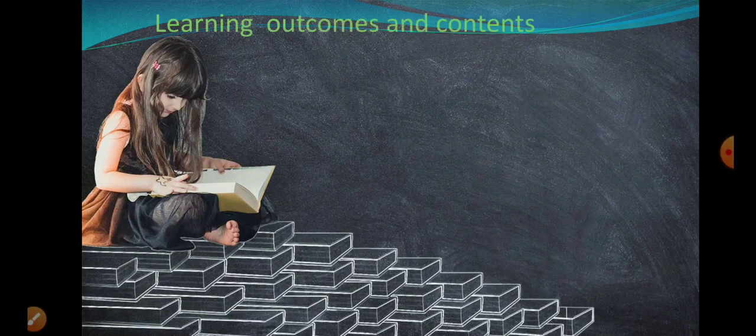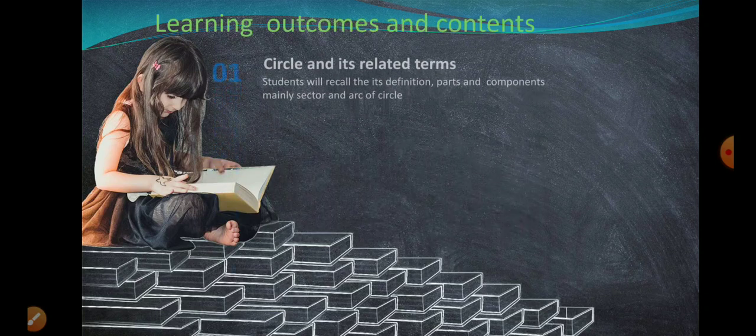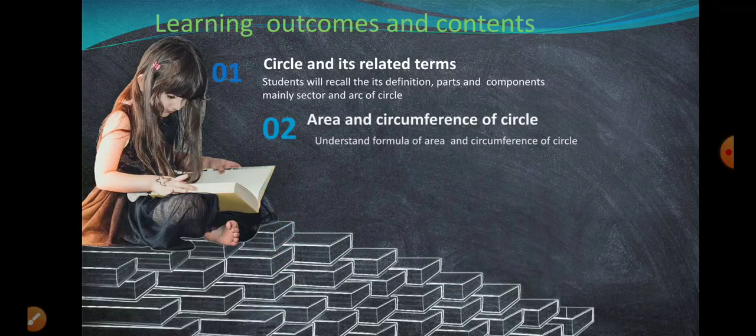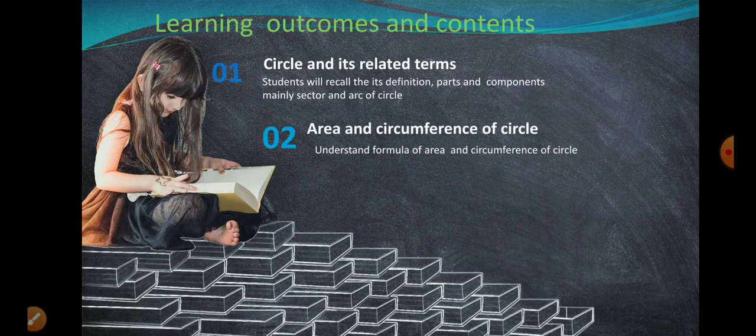Learning outcomes and content of this topic are as follows. First is circle and its related terms. The student will be able to recall the definition, parts, components, mainly sector and arc of the circle. Second one is area and circumference of circles. Students will understand the formula of area and circumference of circle.